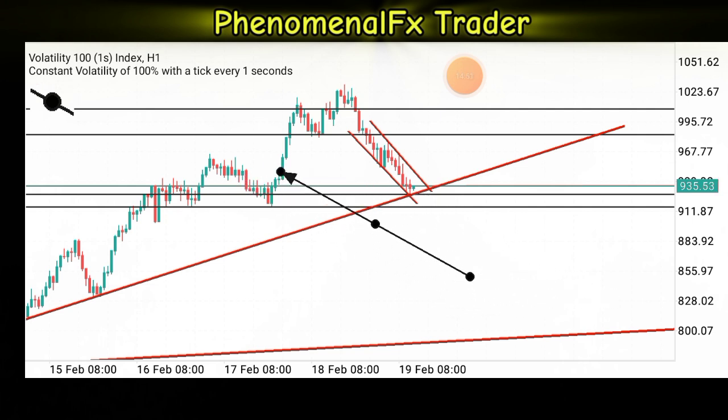You mark out these zones, mark out the resistance zones, the order block, and the supply zones, how to draw perfect trend lines that will help you increase the chance of making profit from the market.